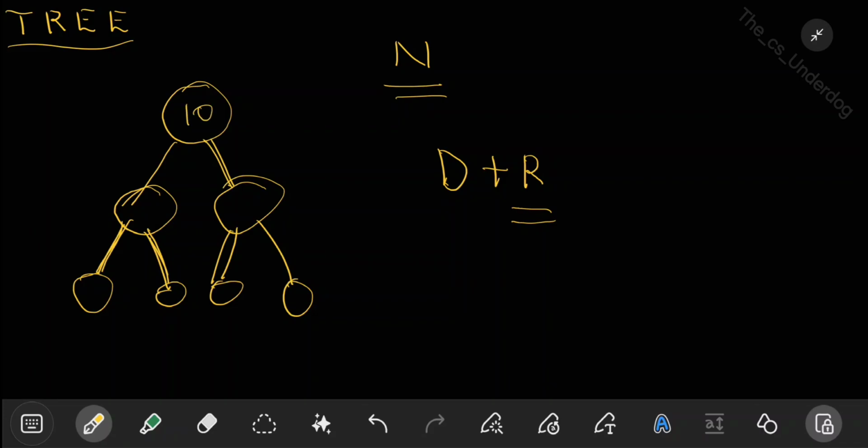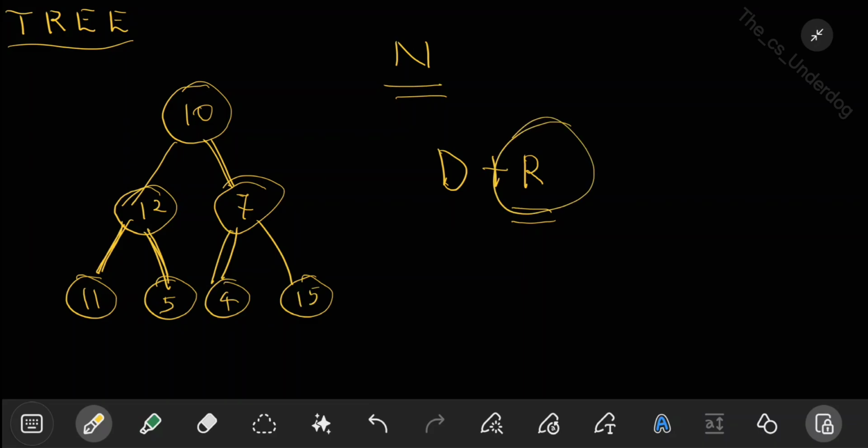Let us say this is 10. This has some value, let's say 12. This has maybe 7. So each of the nodes can contain some value. Let us say this is 11. This is 5. This is 4. And let us say this is 15. Each node has some value. And what are the references? Each node will have references to its children. So 10 will have references to 12 and 7. Similarly, the node 12 will have references to 11 and 5.